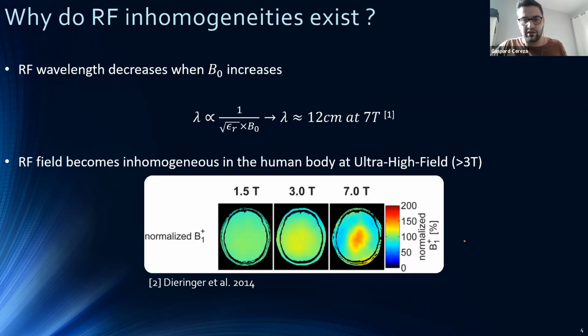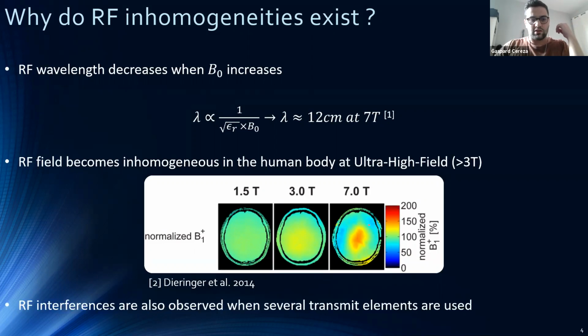These images are really great because we can see that at 1.5T, we don't really have to care about this wavelength effect because we have a pretty homogeneous B1 field across the head of a patient. But at 3T, it becomes a little bit inhomogeneous, and at 7T, it's completely inhomogeneous, and that's where we want to correct it. RF interferences will also be observed when several transmit elements are used. This means there will be constructive or destructive interferences that amplify this inhomogeneity, and that will be even stronger at high fields.